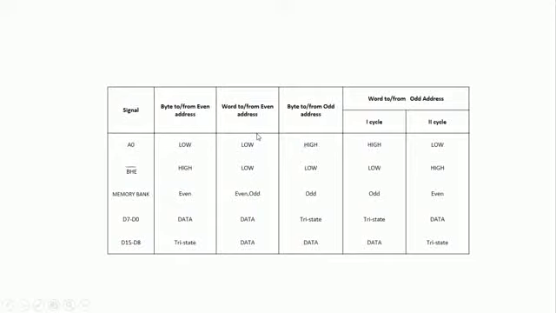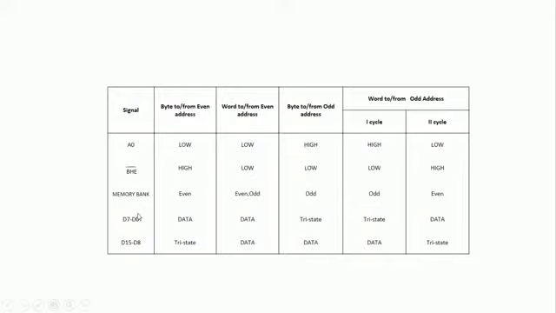Let us suppose we are performing a word operation and the address is the even address. Then both signals, A0 and BHE bar, activate the lower bank as well as the upper bank in parallel, and the information is read from the even bank as well as the odd bank.